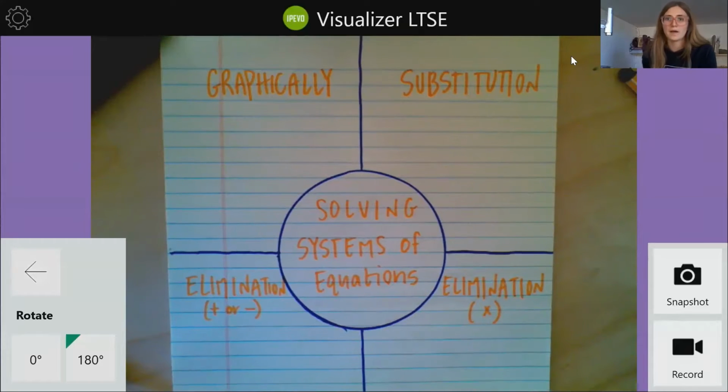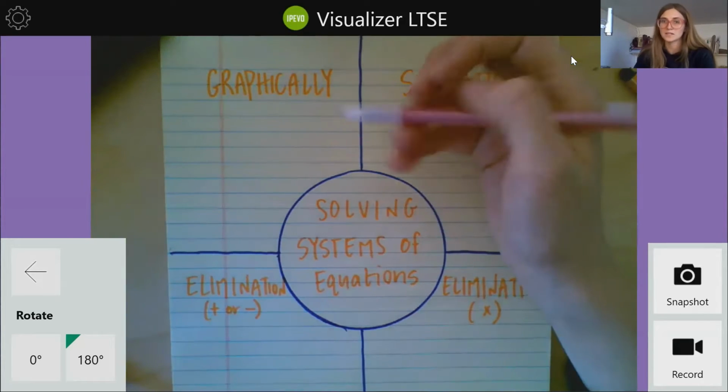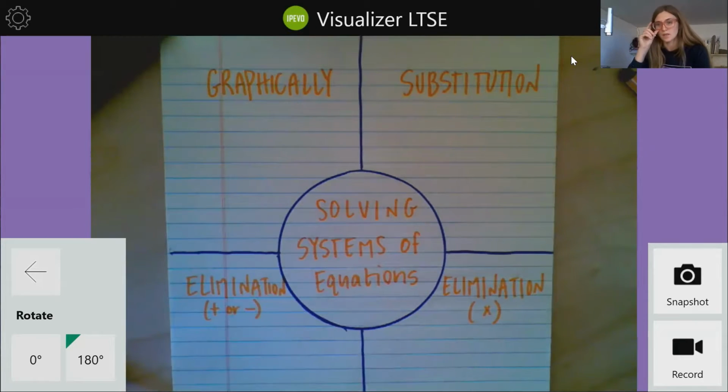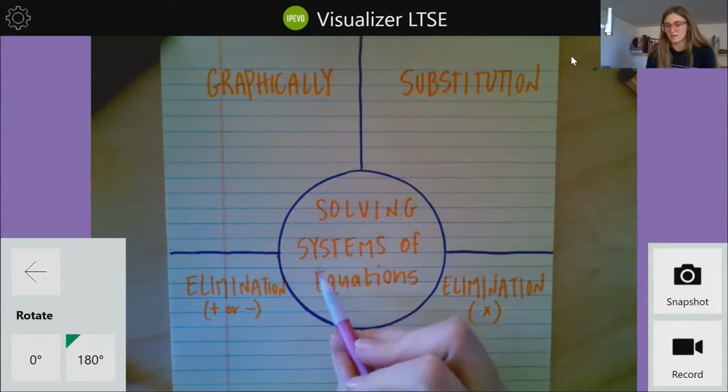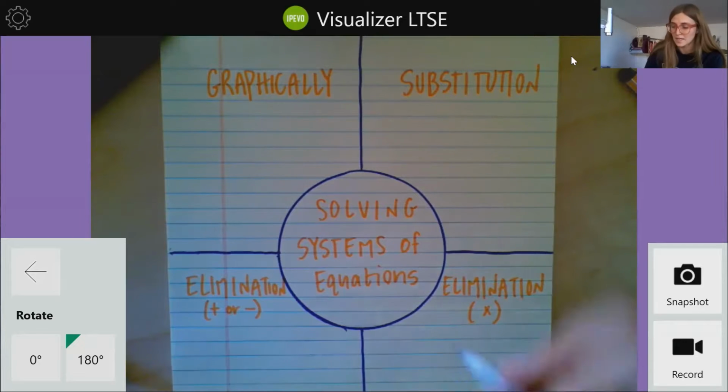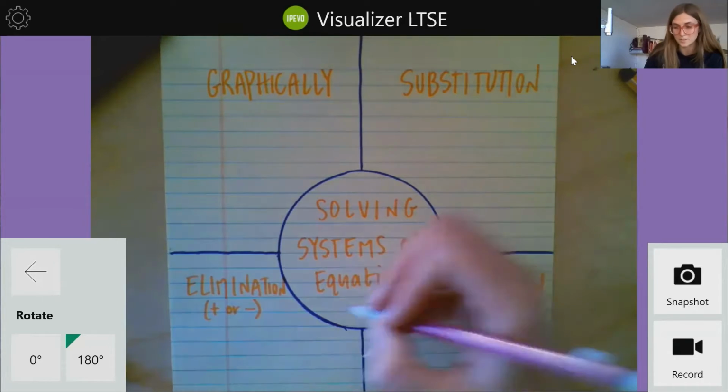Okay, we're going to talk about solving systems of equations. We started working on this a little bit last week, and what we were doing last week was solving by using our graphs. Let's start by just talking about this term, systems of equations. All that means is that we're going to have two different equations.